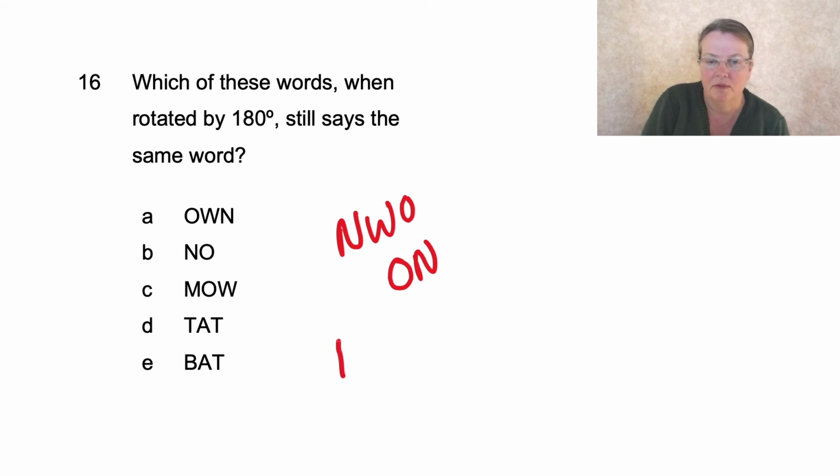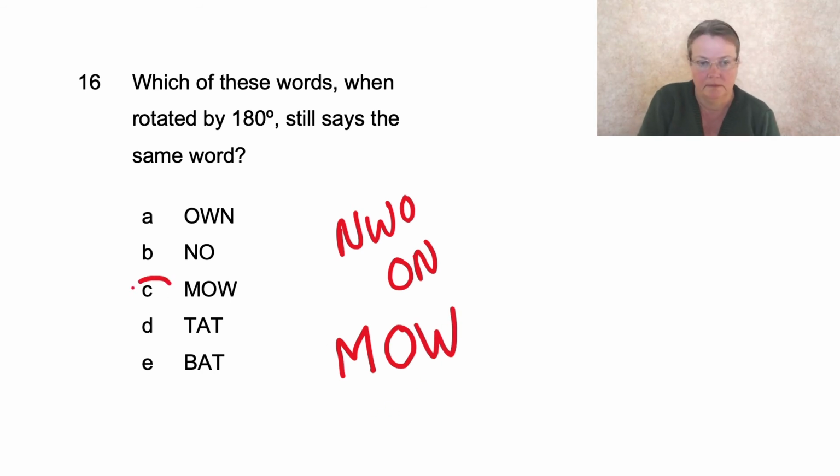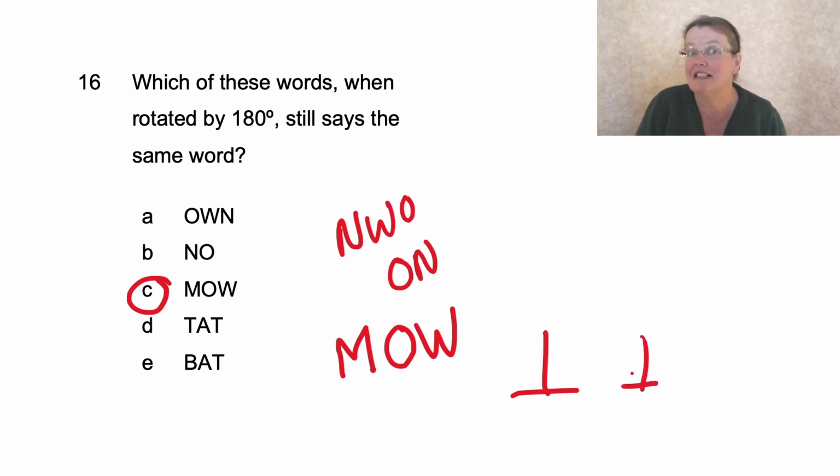Mo would, so the W would go like that, and then it would go like that. So it's mo, depending on the font you use. That was a moan, wasn't it? Tat, the T's would be upside down, as in bat, the T would be upside down.